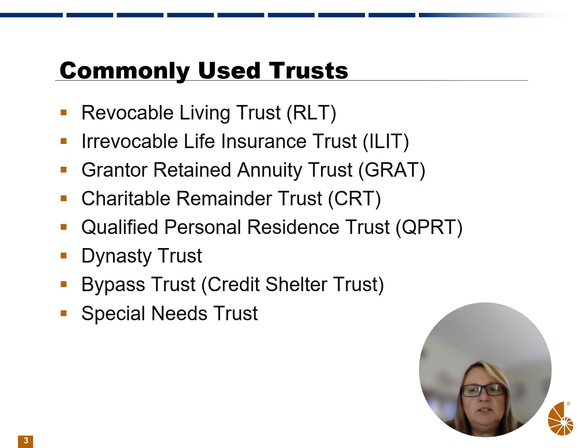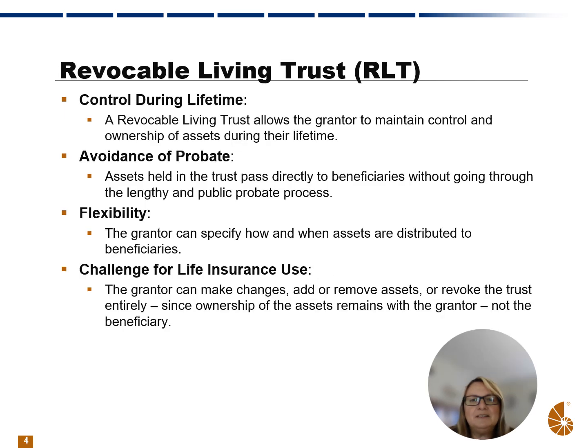Some commonly seen trusts are revocable living trust, irrevocable life insurance trust, a grantor retained annuity trust, a charitable remainder trust, a qualified personal residence trust, a dynasty trust, bypass or credit shelter trust, and special needs trust. And we're going to review a little bit of each of these. So first we're going to start with a revocable living trust.